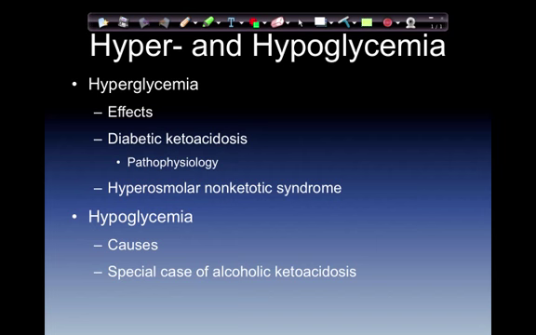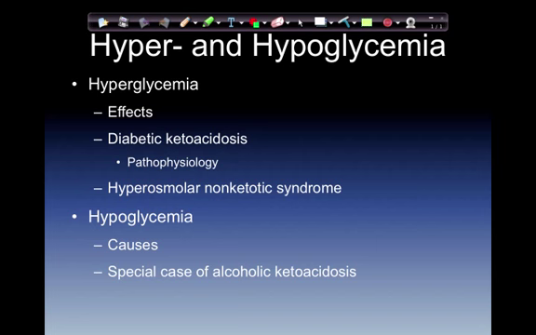Diabetic ketoacidosis, characterized by profound hyperglycemia, severe dehydration and acidosis, and mental status changes. Physiology on this we'll talk about here in just a second. This is figure 13.4, and on the next slide we'll talk about diabetic ketoacidosis.